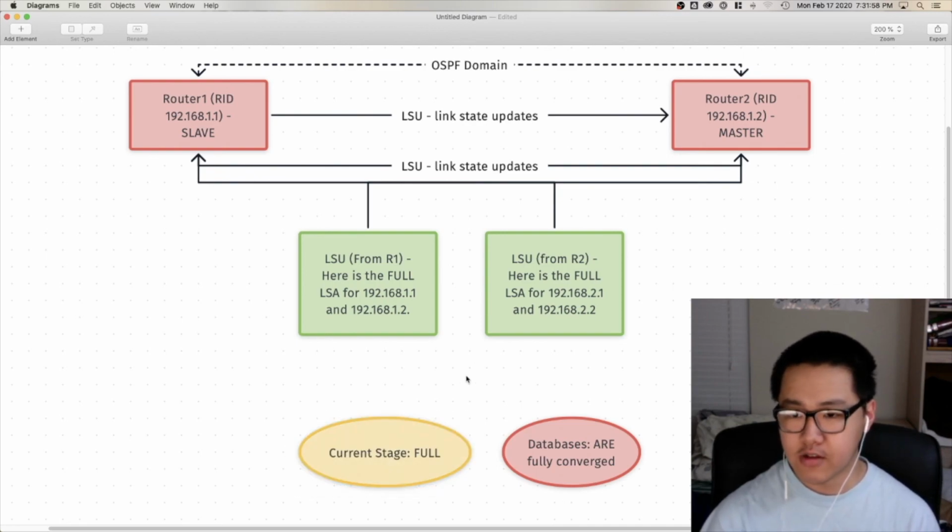So hopefully you can see how these routers go through the topology exchange process from a super high level. This is going to be concluding our video on a high-level overview of OSPF neighbor adjacencies.